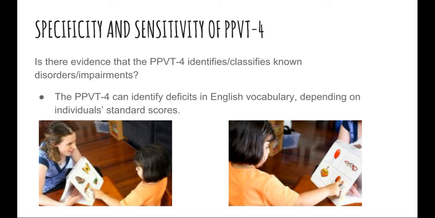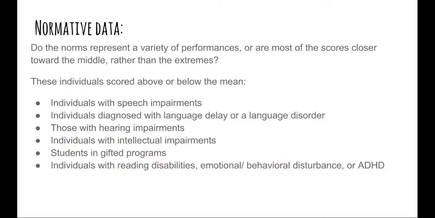Based on the normative data, individuals did score differently depending on specific characteristics. Individuals with speech impediments differed only moderately from the general population, while individuals diagnosed with language delay or language disorder tended to score 10 to 13 points lower on mean scores.